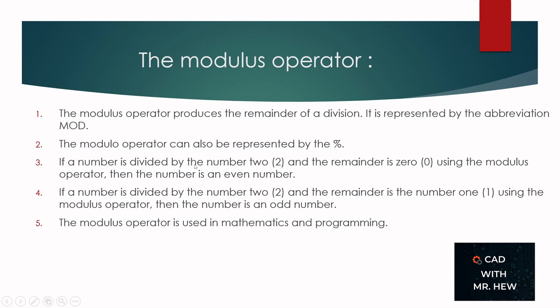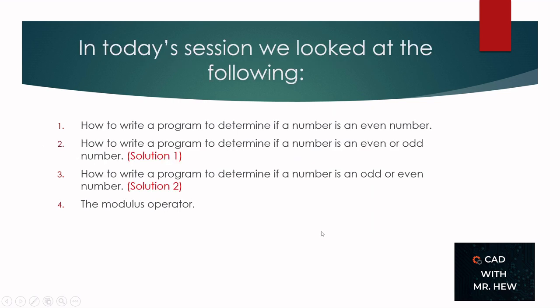If a number is divided by the number 2 and the remainder is 0 using the modulus operator, then the number is an even number. If the number is divided by the number 2 and the remainder is 1 using the modulus operator, then the number is an odd number. The modulus operator is used in mathematics and programming.